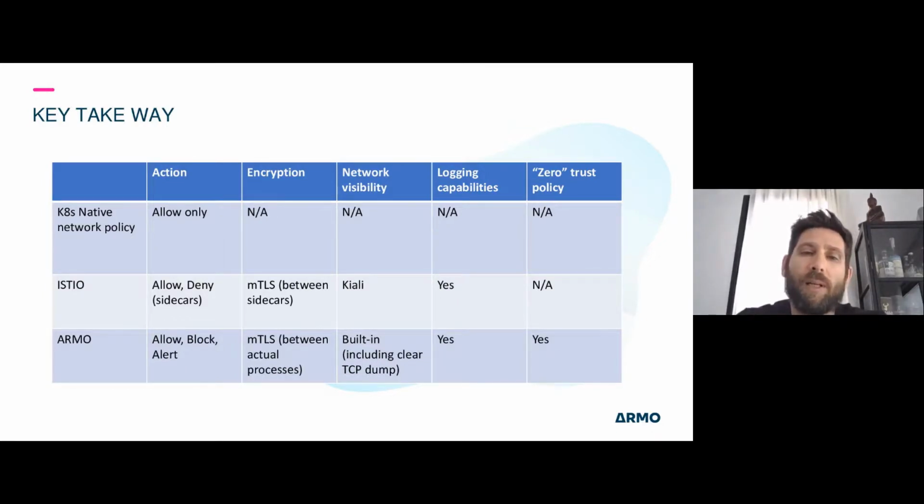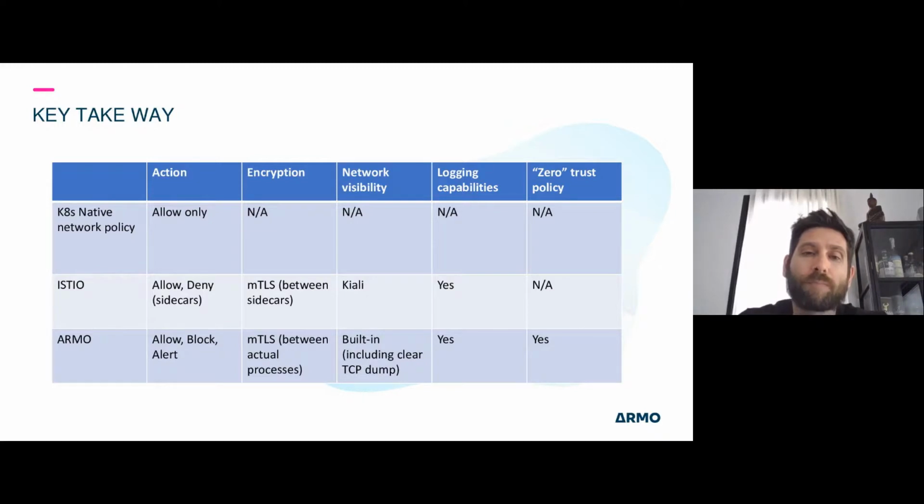Encryption is not available in native Kubernetes. It is available in Istio between the different sidecars. And in ARMO, it is available, but it's done between the actual processes that we mapped that are running in your pod.